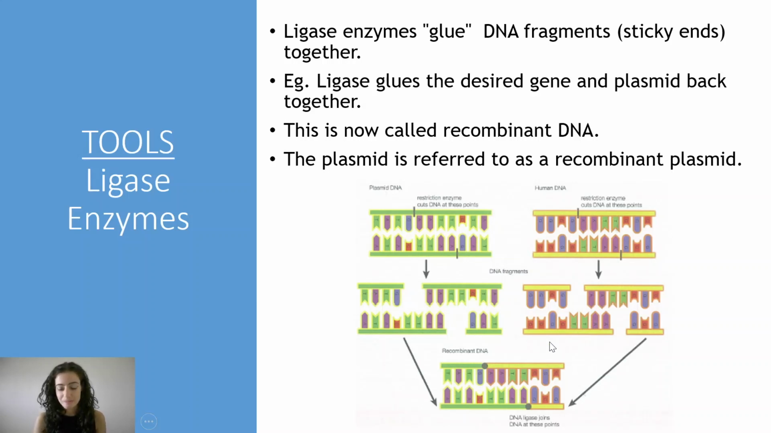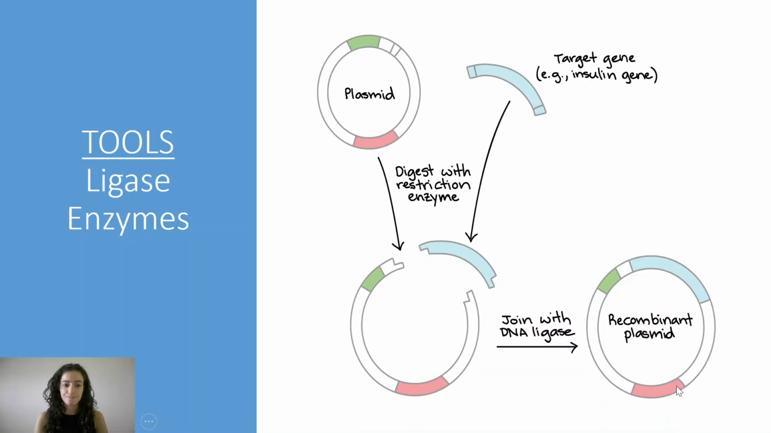So here's another diagram showing that if we've got a plasmid, double-stranded DNA here from a plasmid, the restriction enzyme will make a sticky end there, and it will do the same in human DNA, and then DNA ligase can be used to join them together to make that recombinant DNA. Here is another diagram of that one.